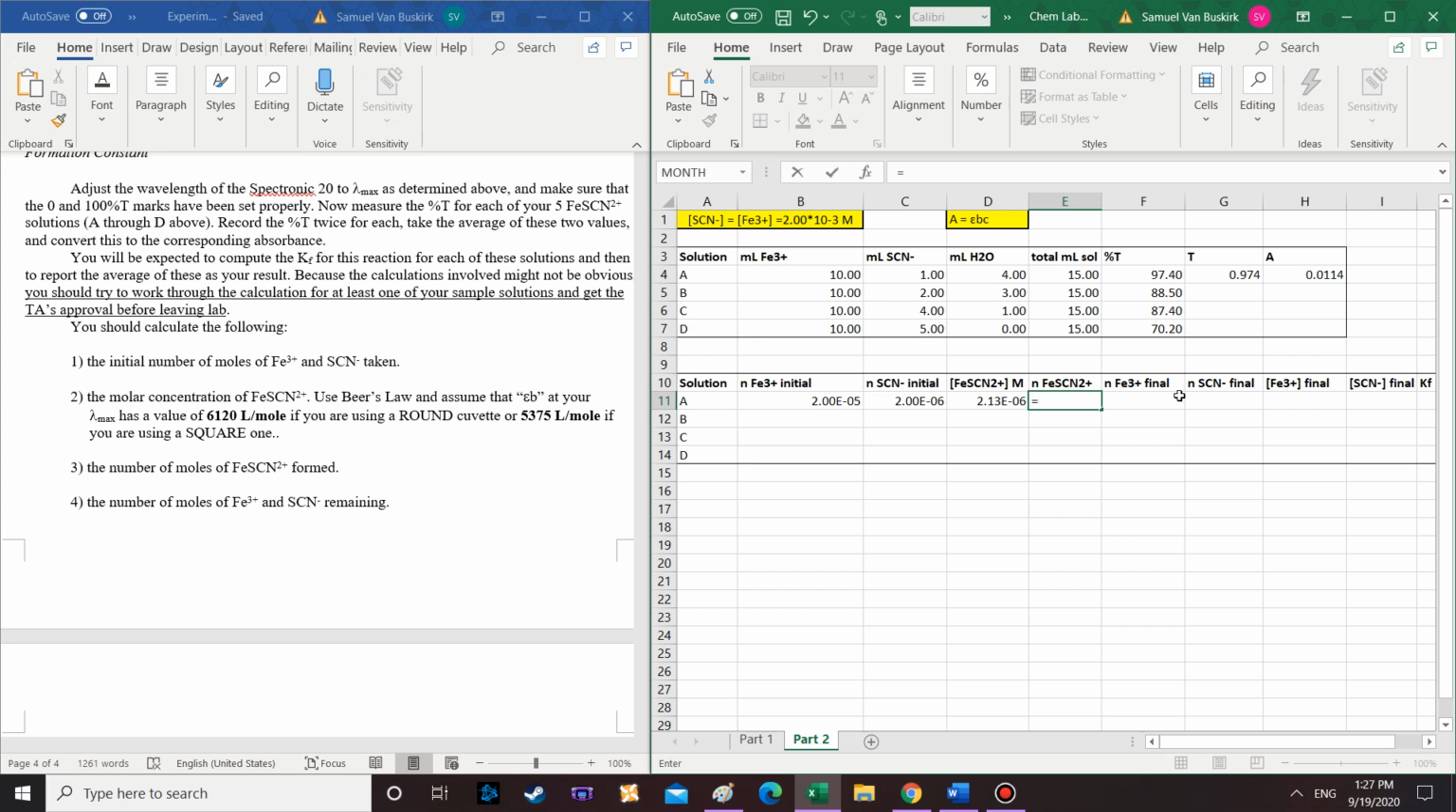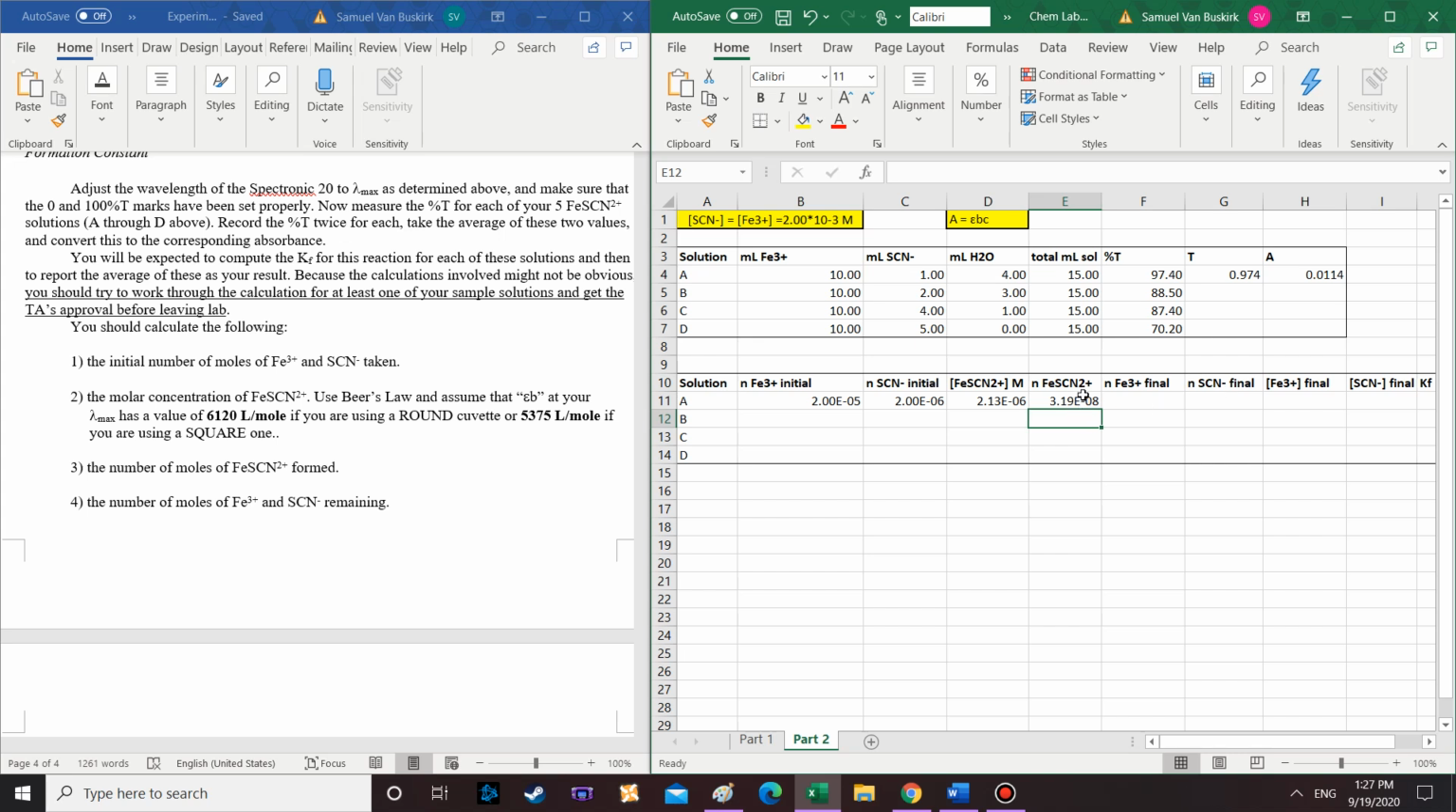So we're going to type equals, and remember we just need to multiply the concentration by the volume in liters. We have this in milliliters, so we need to convert to liters by dividing by 1,000.